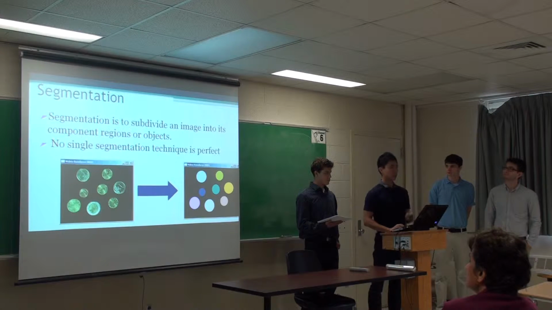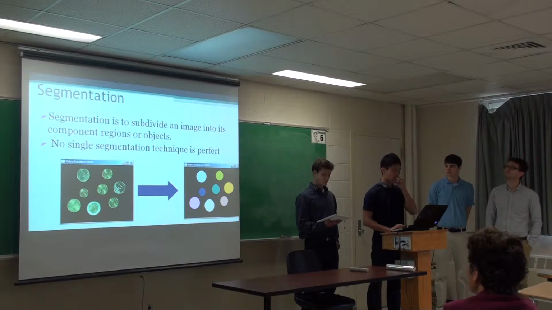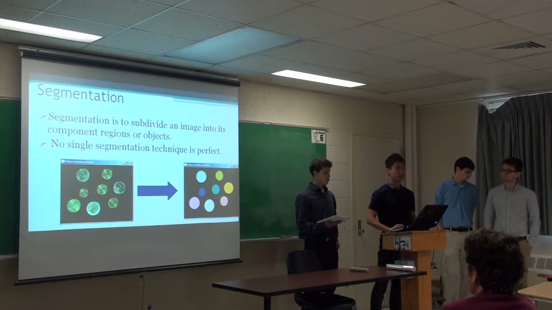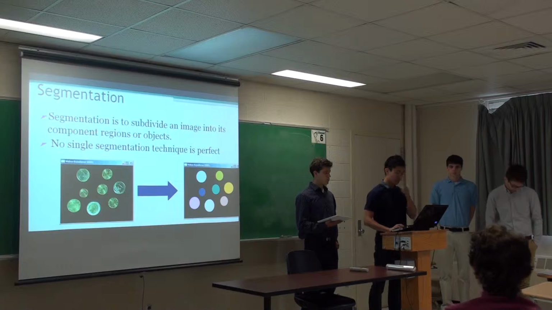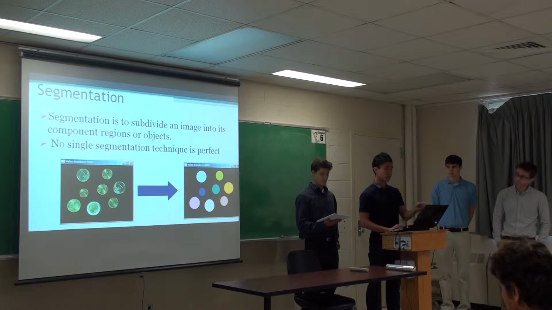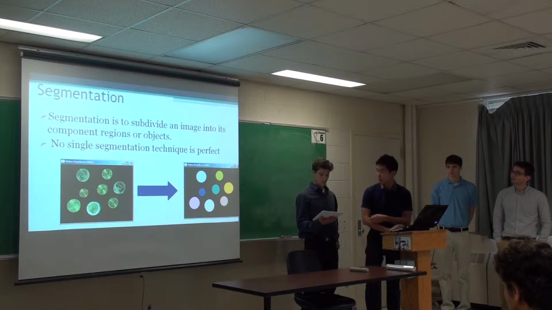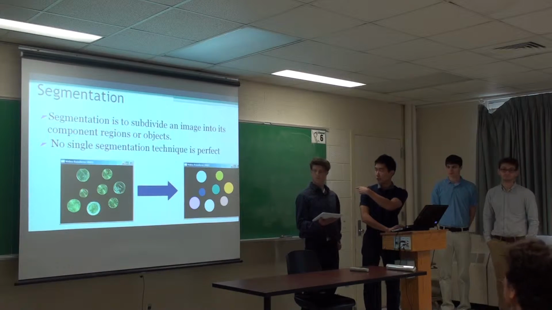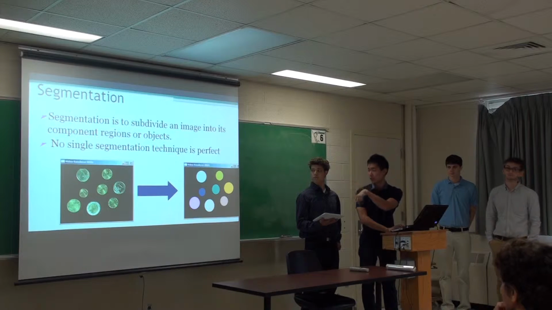We'll look at one technique called segmentation. Pretty much, you group, subdivide an image into its component regions or objects. It's not perfect, but it's just so the computer knows or recognizes objects. For example, here, that's the input image on the left, and then on the right, after segmentation, it just recognizes it as a circle.